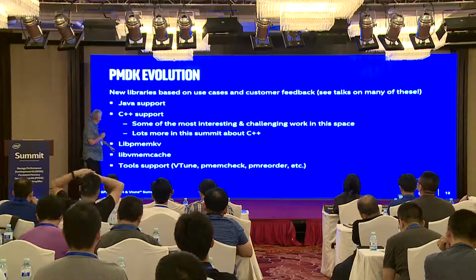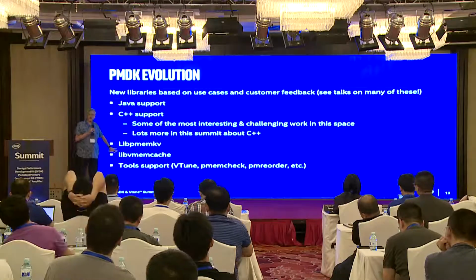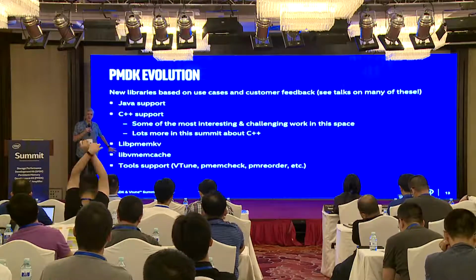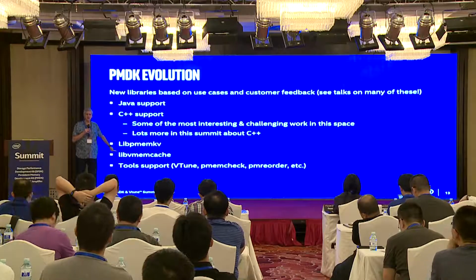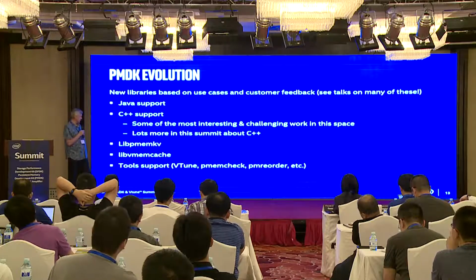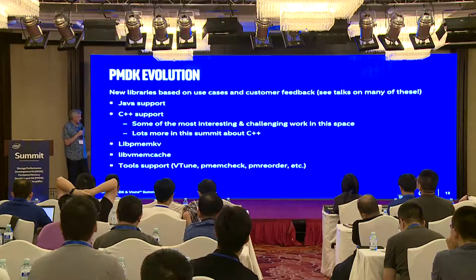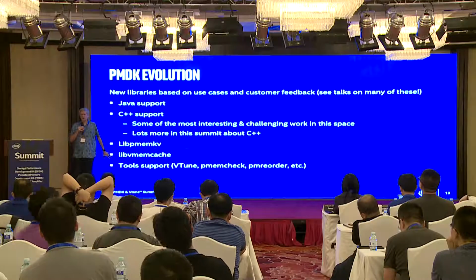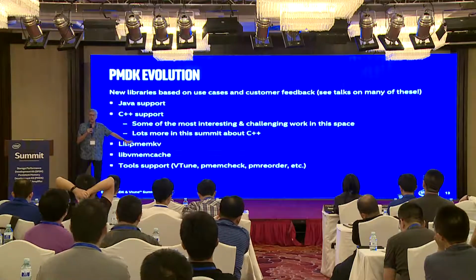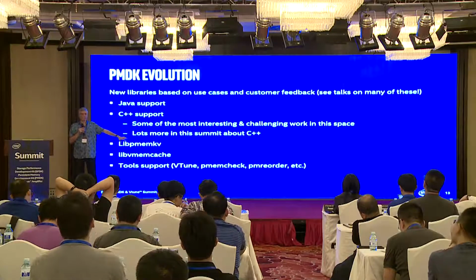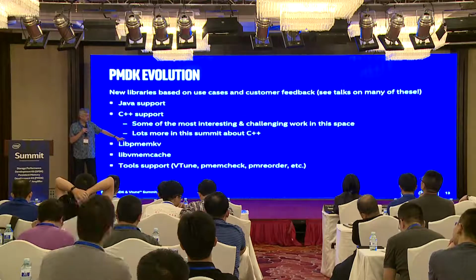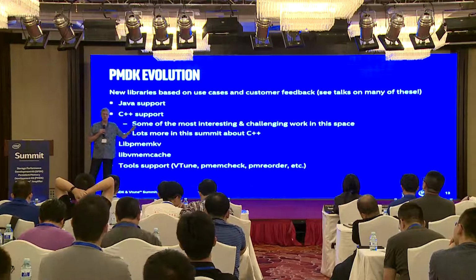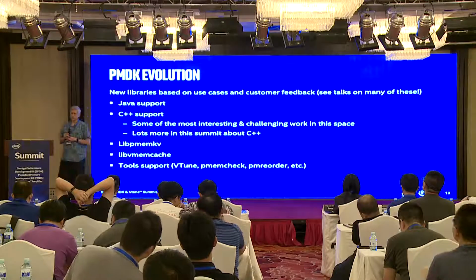And then we have other volatile use cases. Our latest library that was just added to PMDK is libvmemcache, which is a volatile cache used for Spark. You're going to hear more about the tools in a minute, like VTune, because VTune has grown to support persistent memory. But we also have some other tools that you'll hear about in the talks today.